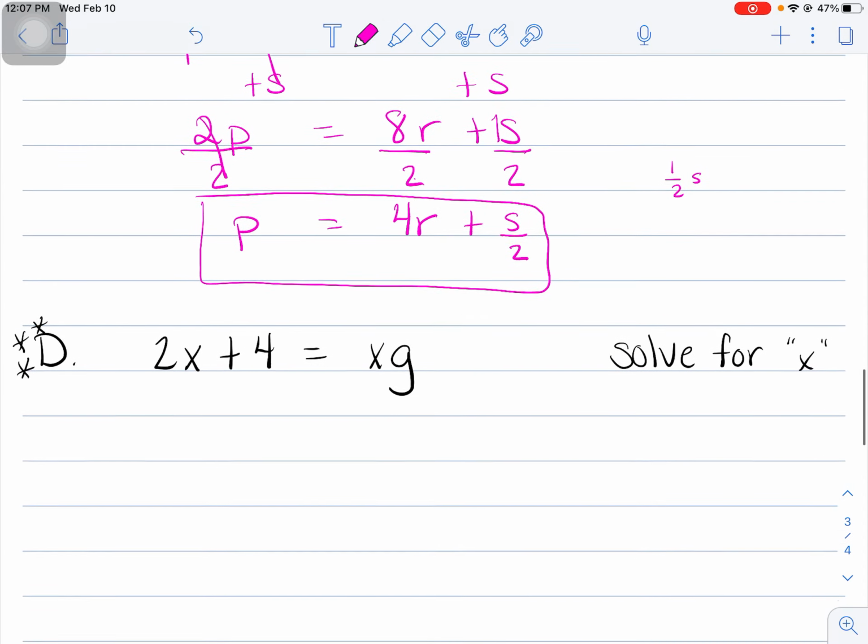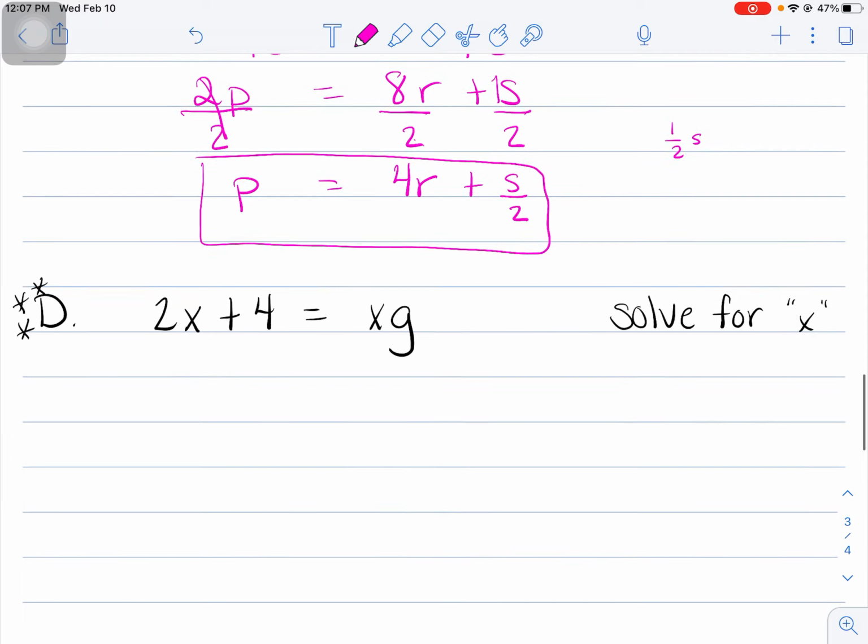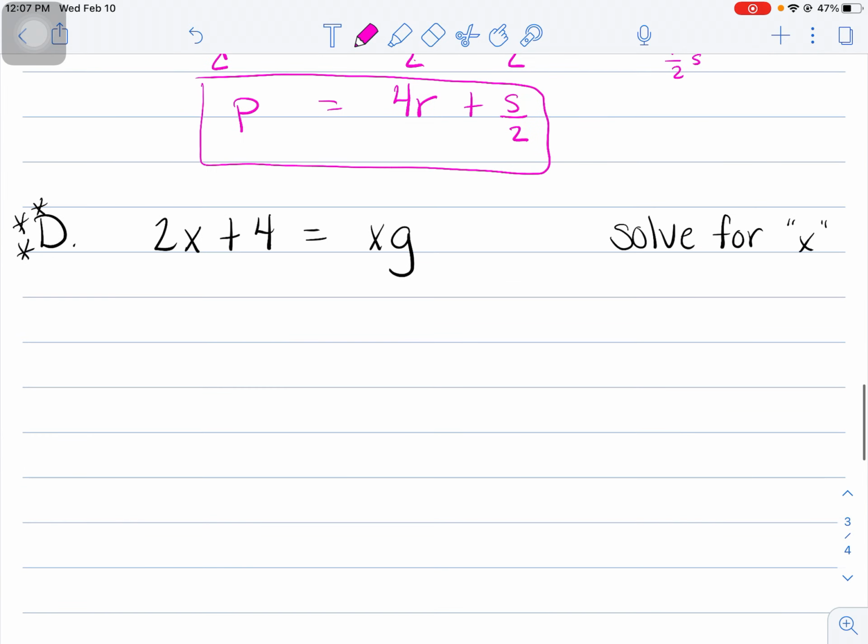Okay, all right, let's go to our 3-star, and this is our final one. We're going to be solving for X. Notice that I have X's on both sides again, so I have to get them together. If I move the XG over, I'm going to have nothing on that side. So I'm not going to move the XG over, I'm going to move the 2X over. So minus 2X minus 2X. So I have 4 equals XG minus 2X.